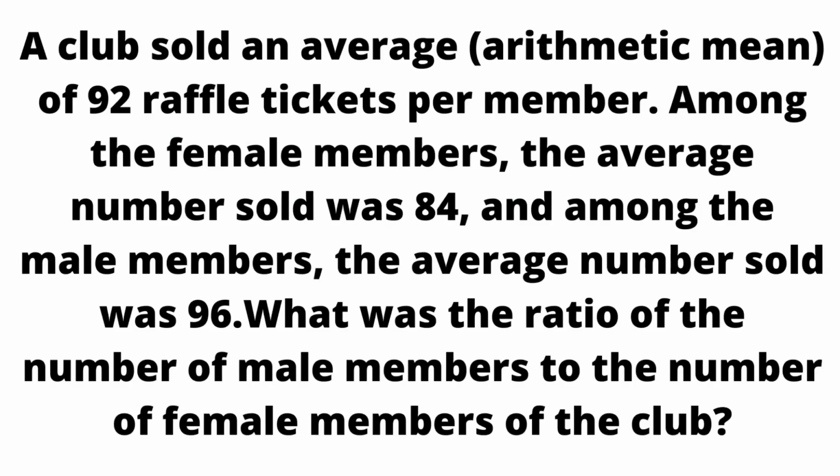Now let's solve this next problem. A club sold an average (arithmetic mean) of 92 raffle tickets per member. Among the female members, the average number sold was 84. And among the male members, the average number sold was 96. What was the ratio of the number of male members to the number of female members of the club?